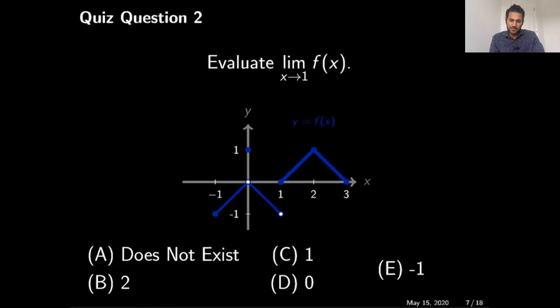In this quiz problem, quiz problem number 2, you have to calculate the limit as x approaches 1 of the function. So pause the video for 1 minute, and once you are ready, you can leave your answer in the link above. I have one more question where you will calculate the limit as x approaches 3 of the function f of x whose graph is given below.